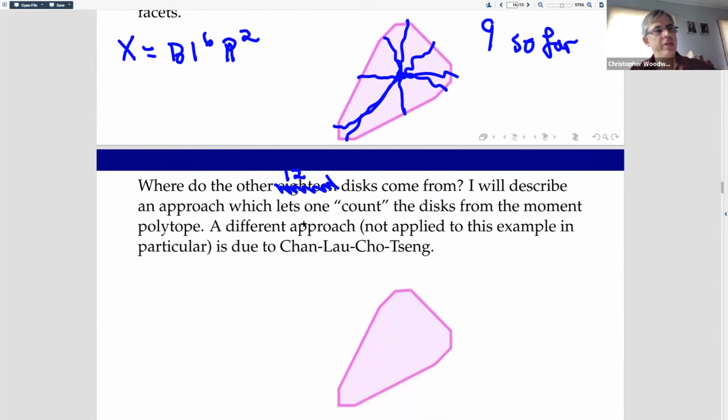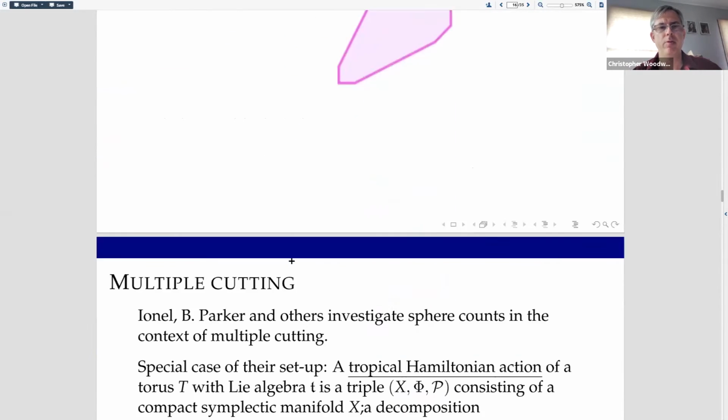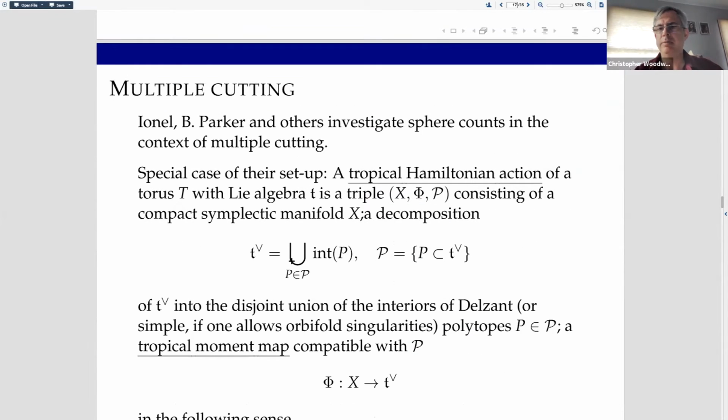And so one thing you can do is you can sort of finesse the sphere count. So there was a paper of Chan, Lau, Cho, and Oh, which says they can reduce the disk count to the sphere count. But then I'd like to do this just using the toric geometry, not by switching to some algebraic geometry approach and then doing a Cremona transformation. I really want to see the disks in this picture.